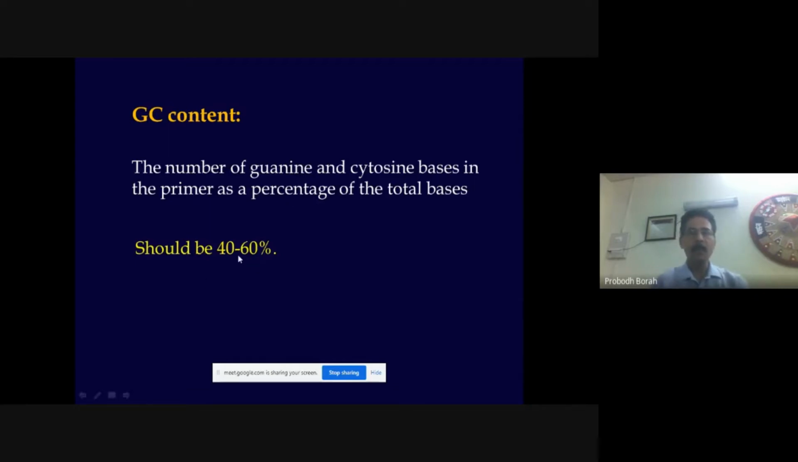But of course, this is variable. In most of the online and offline tools for primer designing, you will find that this GC content by default has been adjusted to 20 to 80%. It may vary from 20 to 80%, but optimally, it should be between 40 to 60%. It is always better.